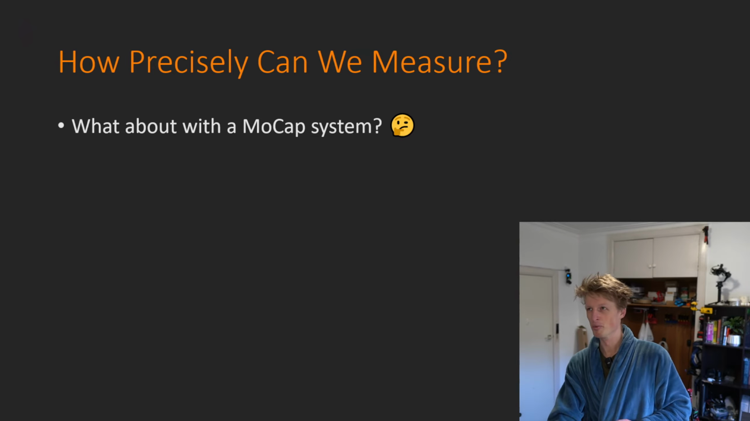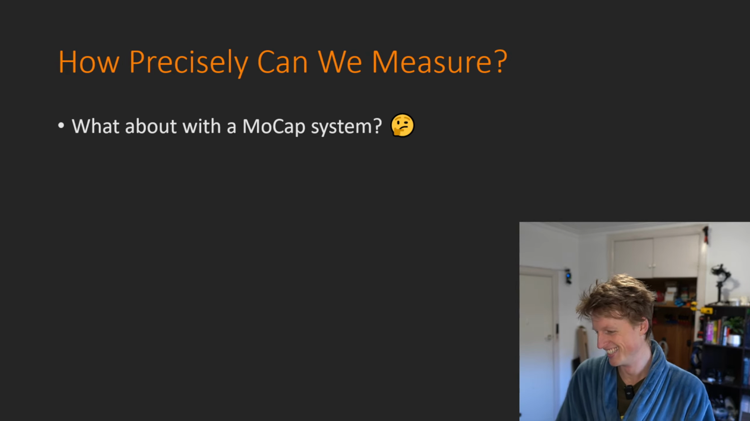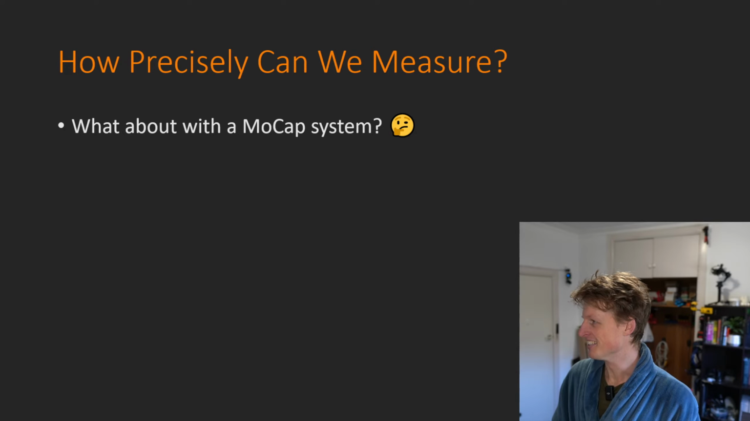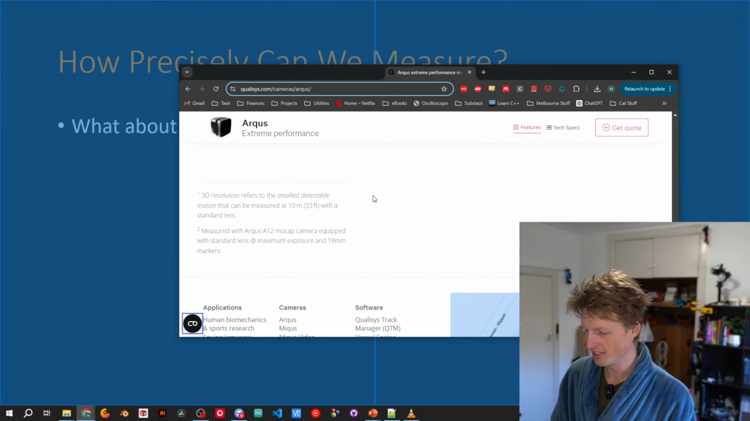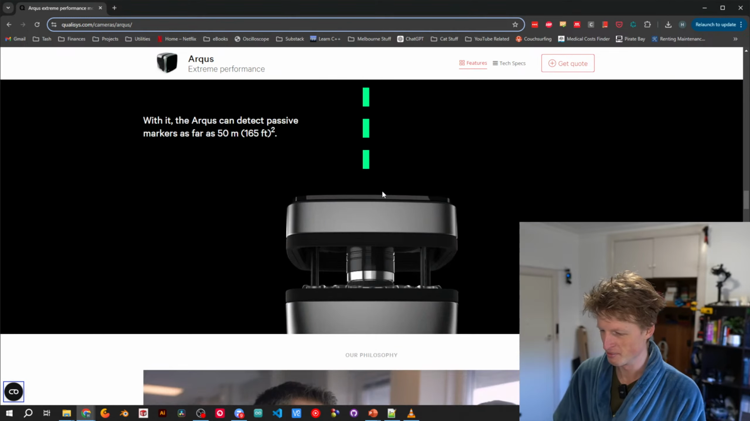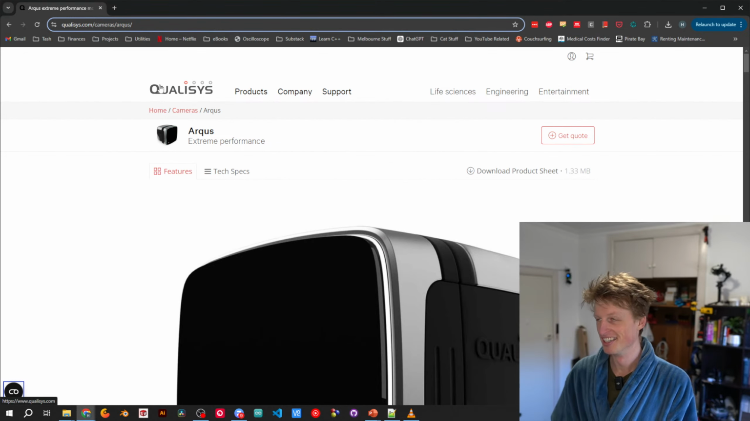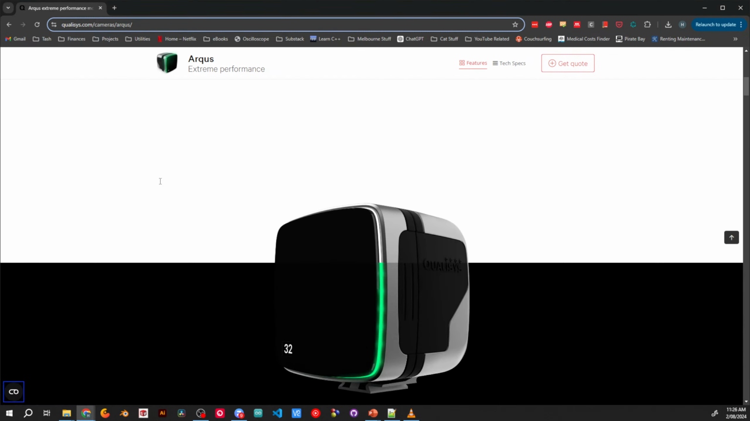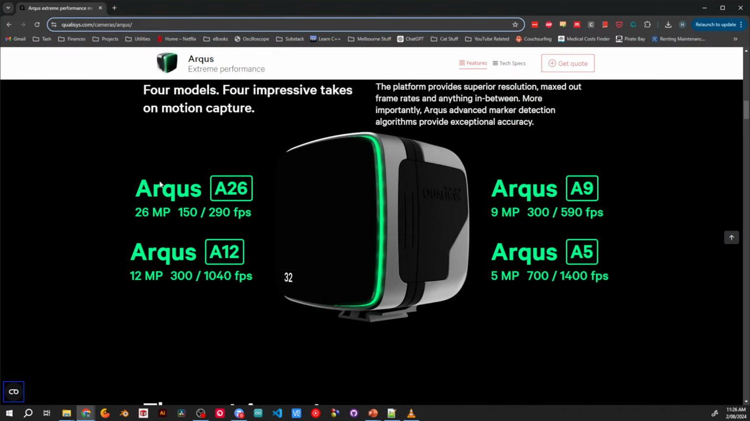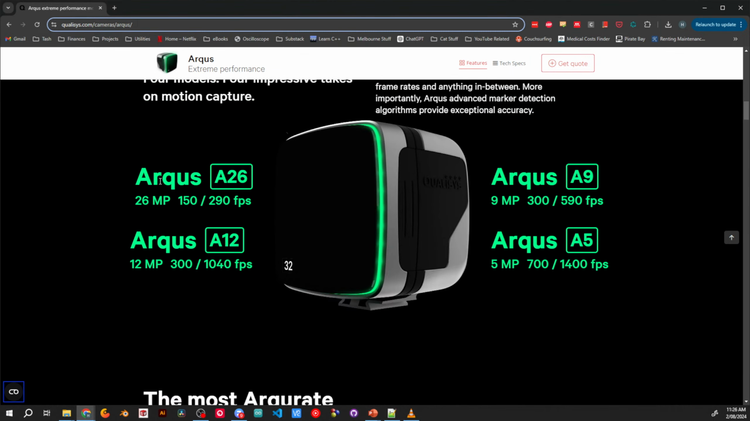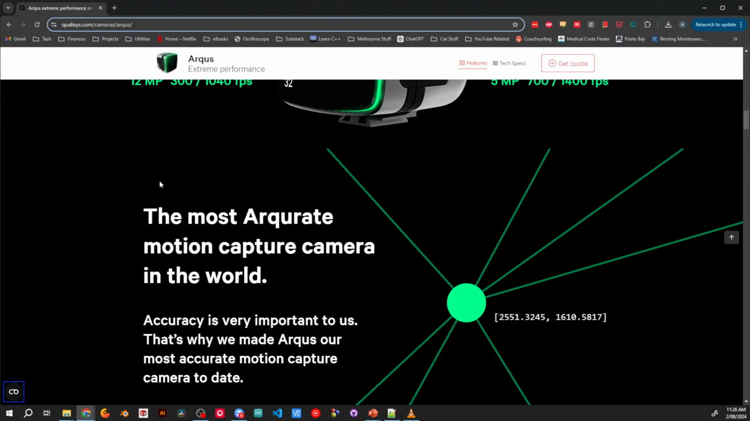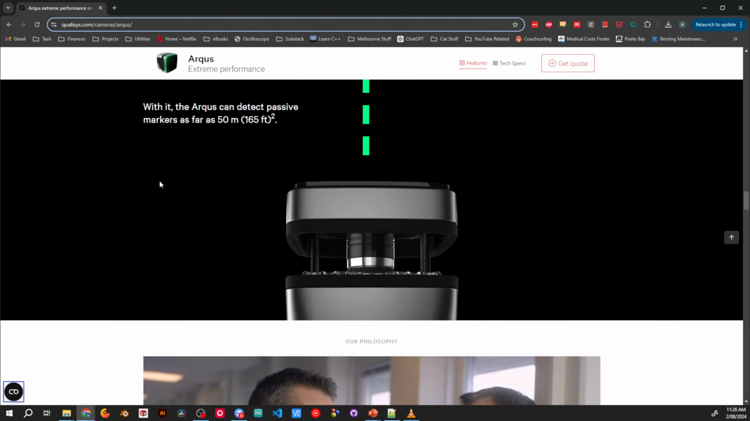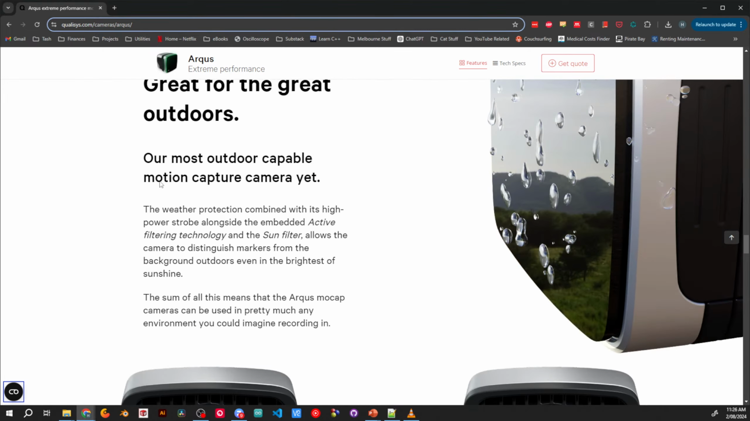However, what about if we had a motion capture system? This would make it a lot easier. And to this end, I have been looking at this company, Qualisys, that makes some motion capture cameras, and they seem pretty damn good. I will put a link in the description. I don't have one in there right now, but I will put one in after the stream ends to this site, and you can have a look through yourself.